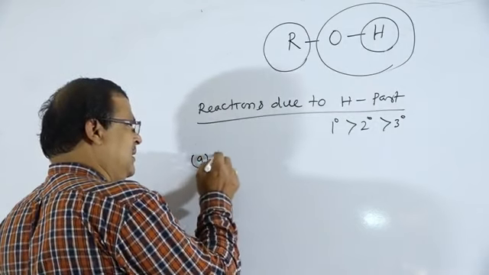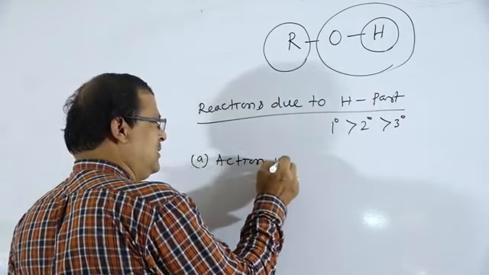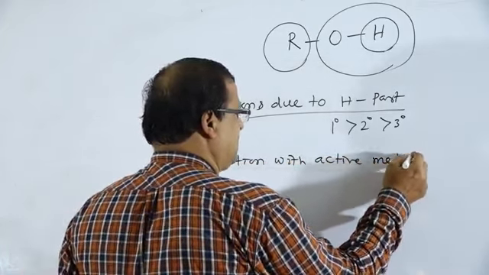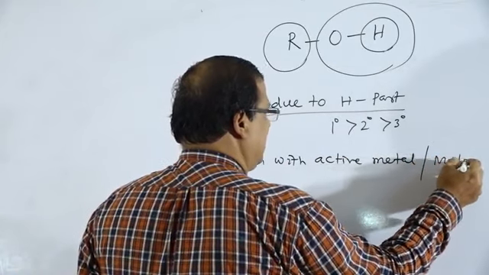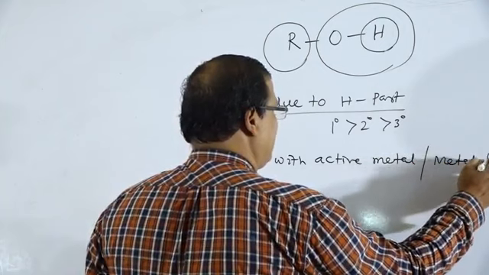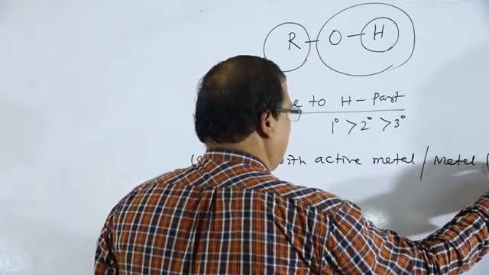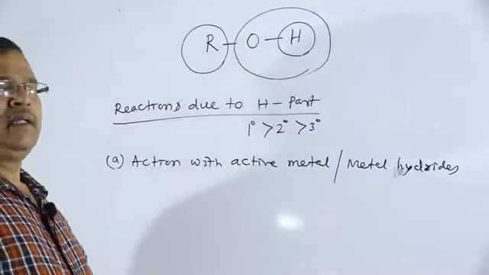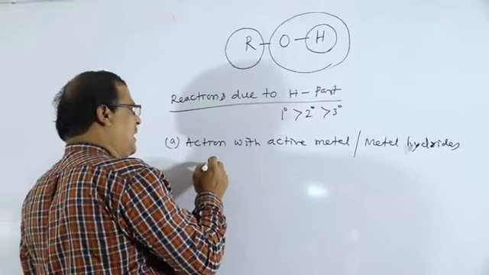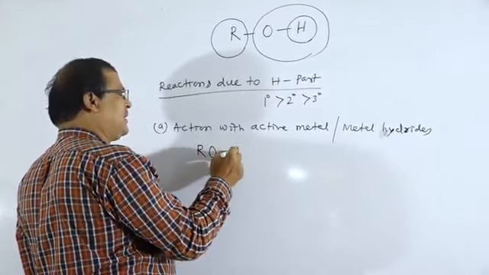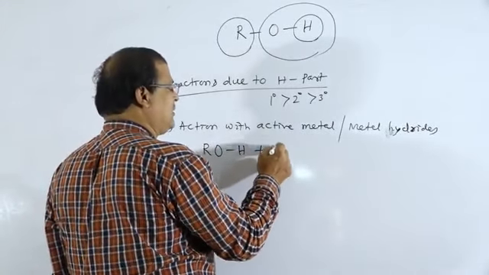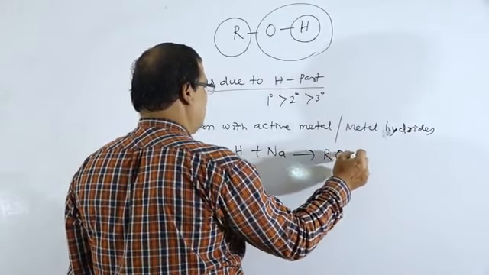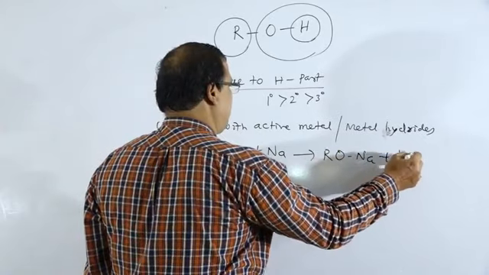First one, action with active metals and metal hydrides. For example, ROH, the formula for alcohol, when treated with sodium metal, an active metal, there is the formation of RONa plus half H2.